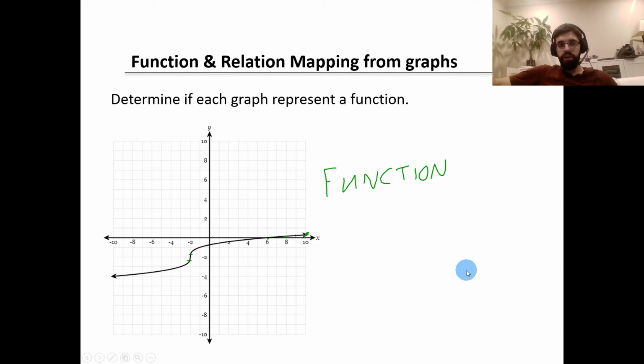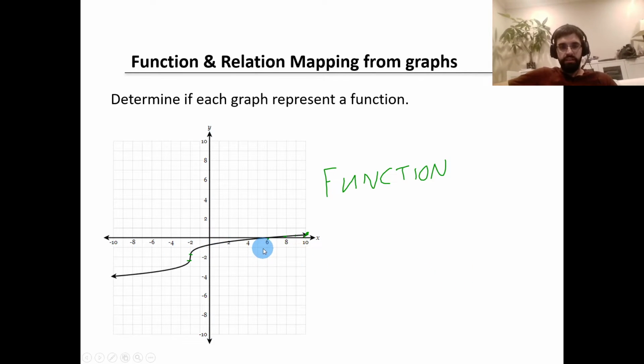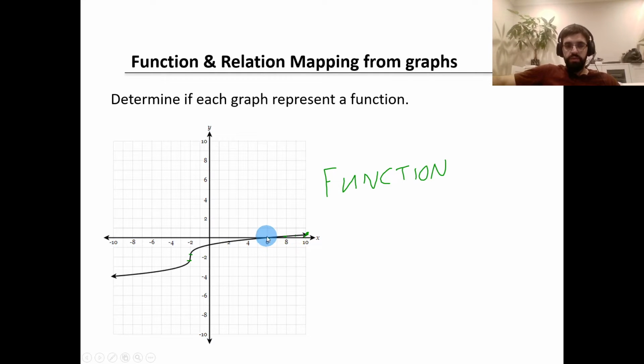Now, same question, but now from a graphical representation. Determine if each graph represents a function. So if we look at this graph and we look at any x value, let's pick x equals 6. At x equals 6, we see one part of the line, and we can map that over to the y value. So 6 would map to about 0. If we pick 10, I'm going to estimate here, it looks a little below 1, but I'm going to say 10 will map to maybe 1/2. If we pick 2, we're going to map somewhere to about -1/2.